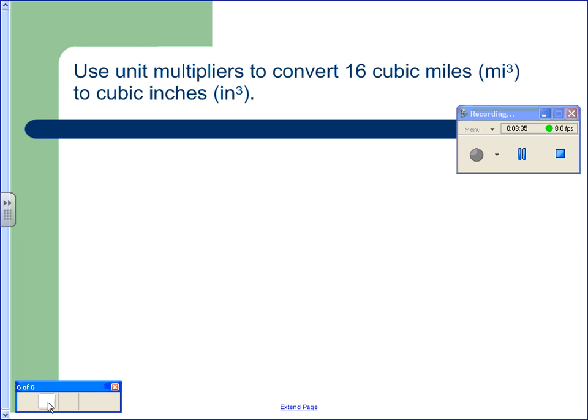Unit multipliers to convert 16 cubic miles to cubic inches. So is it going to be a small number or a big number? Very large? Do you know what a cubic mile is? Like, you don't know? It's like a mile square and a mile high. Like a cubic mile.